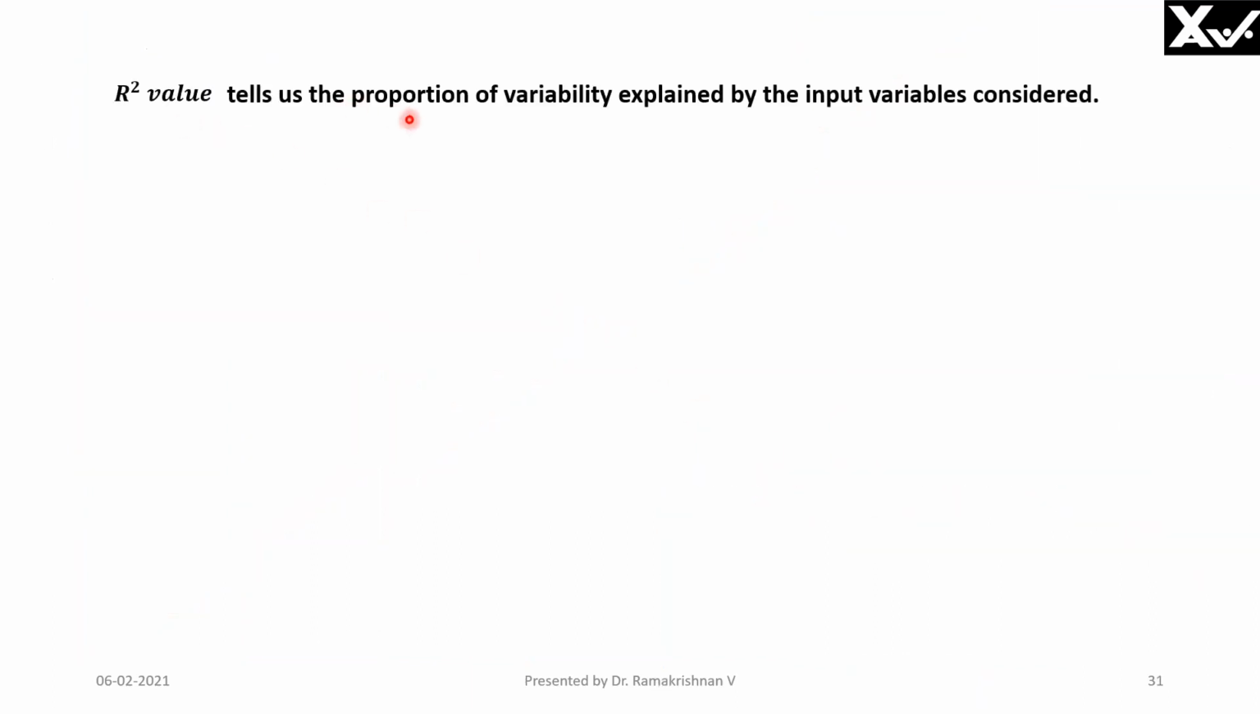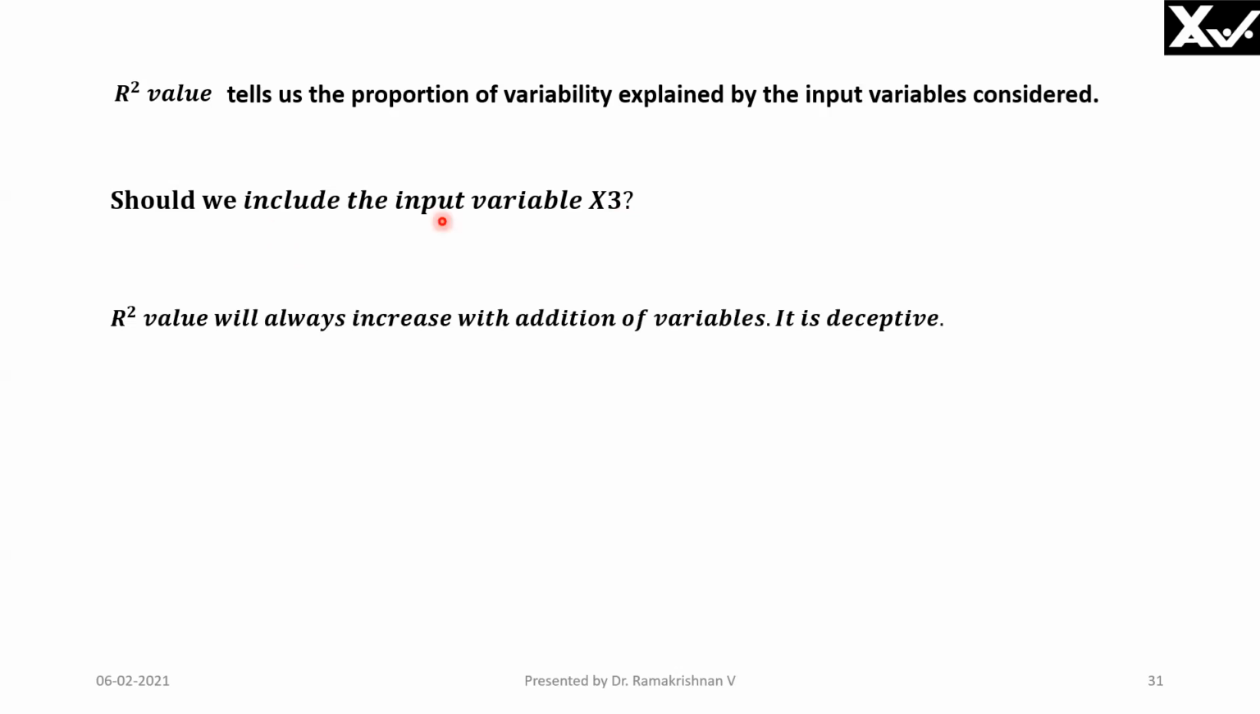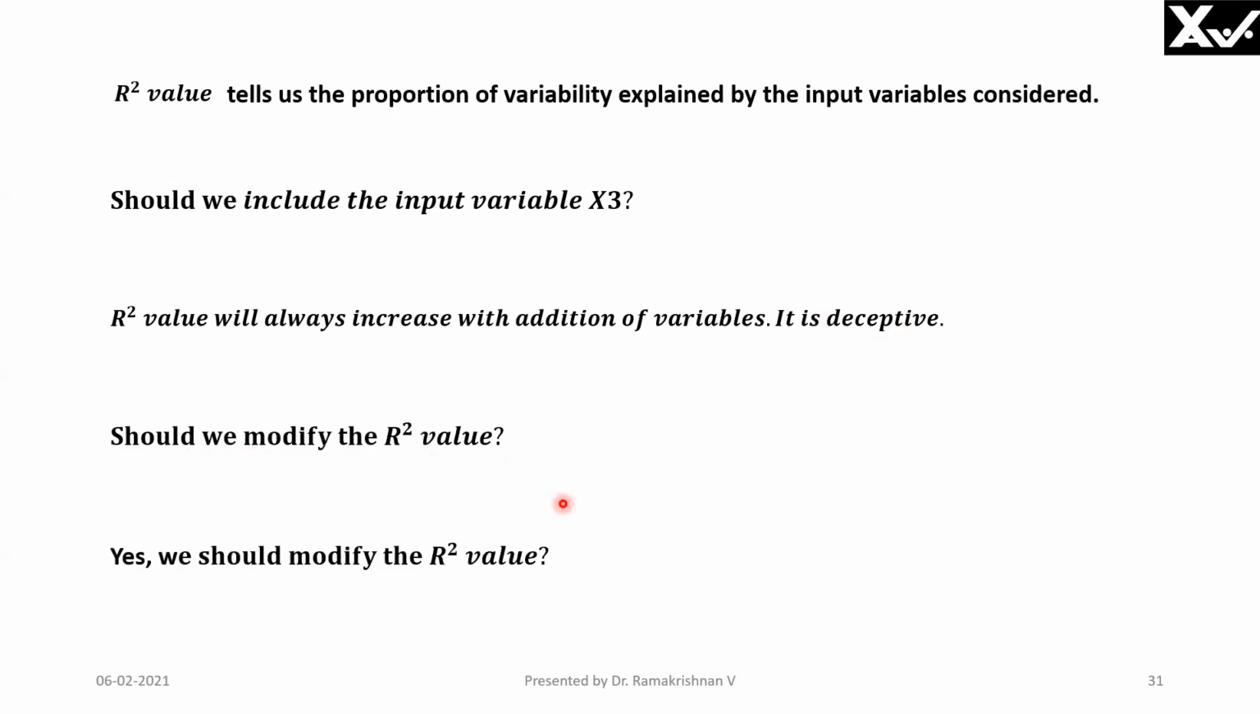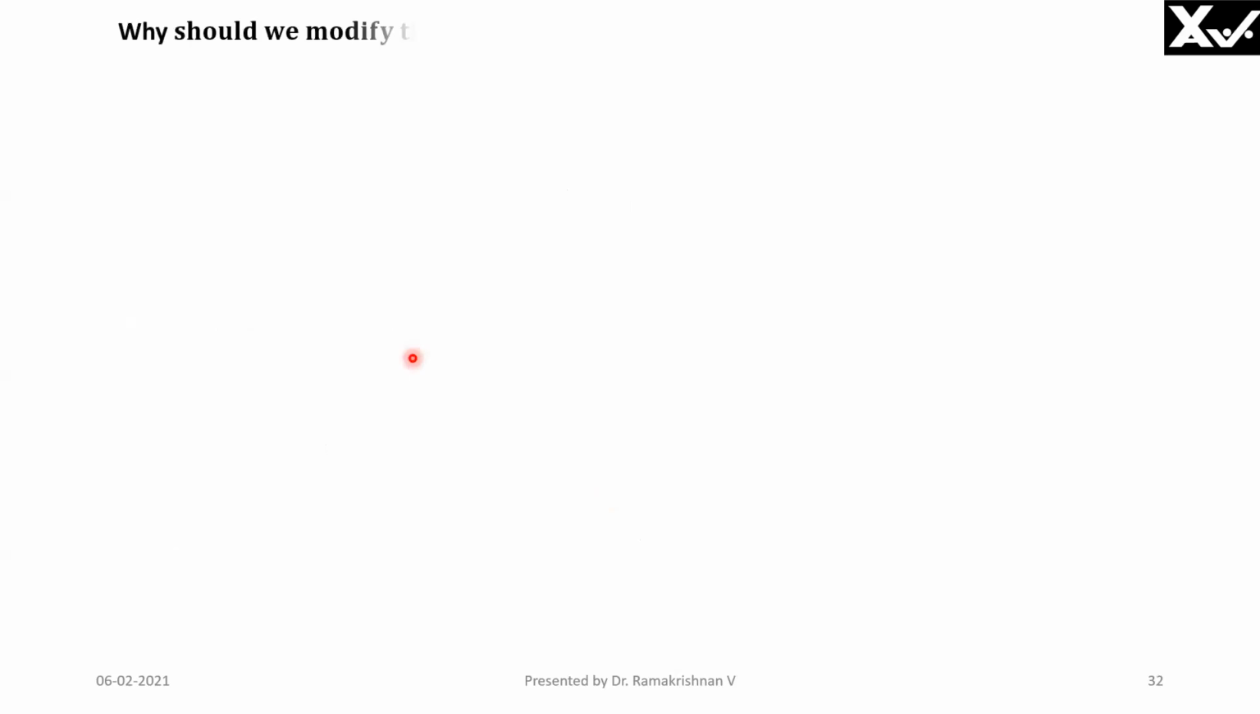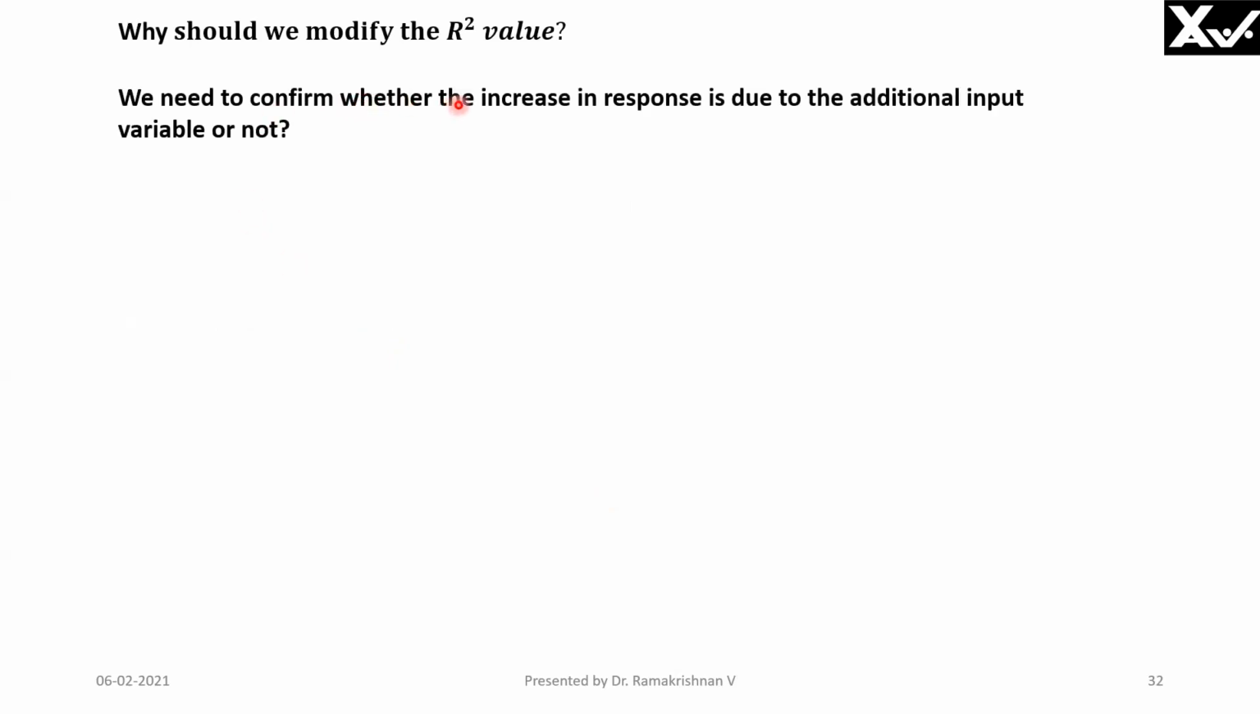Now, R squared value tells us the proportion of variability explained by the input variables considered, as I told you earlier. Should we include the input variable x3, an additional input variable? R squared value will always increase with addition of variables, as I told you. Therefore, it is deceptive. Should we modify the R squared value? Yes, we should modify the value. Then why should we modify? We will see the answer here. We need to confirm whether the increase in response is due to the additional input variable or not.